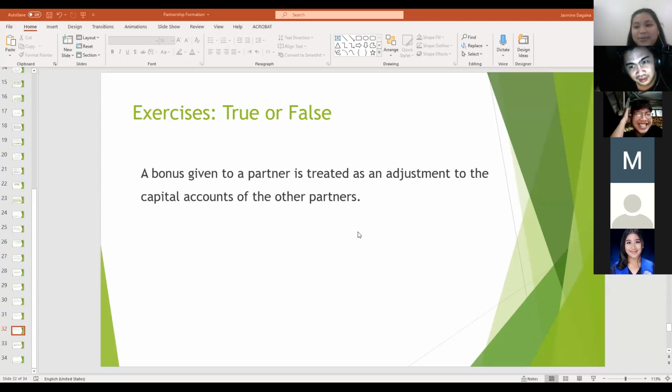Mahirap ba sumagot ng true or false or nalilito pa rin kayo? So, true yan. Di ba? So, yung bonus given sa akin, inadjust sa capital ng ibang partner.